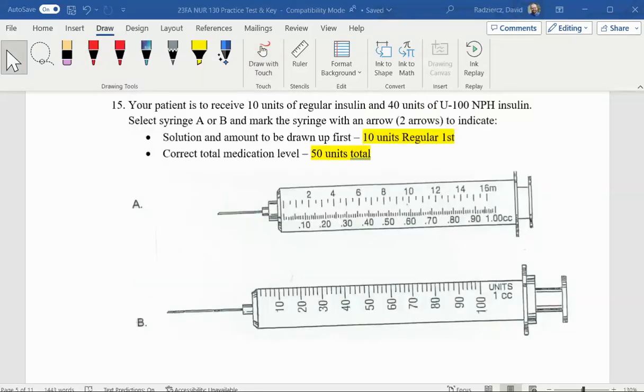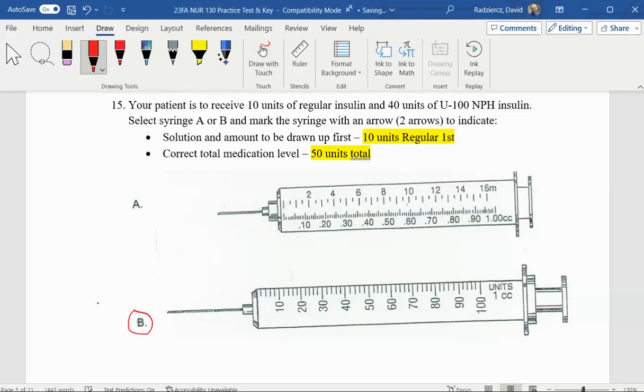I don't remember whether you draw up regular insulin first or the NPH insulin first. You always draw regular first. They always say clear before cloudy as the mnemonic, or memory tool, to remember. But regular insulin is always drawn up first. Okay, so it would be syringe B, and the first draw would be up to the 10 mark, and the second draw would be up to the 50 mark.